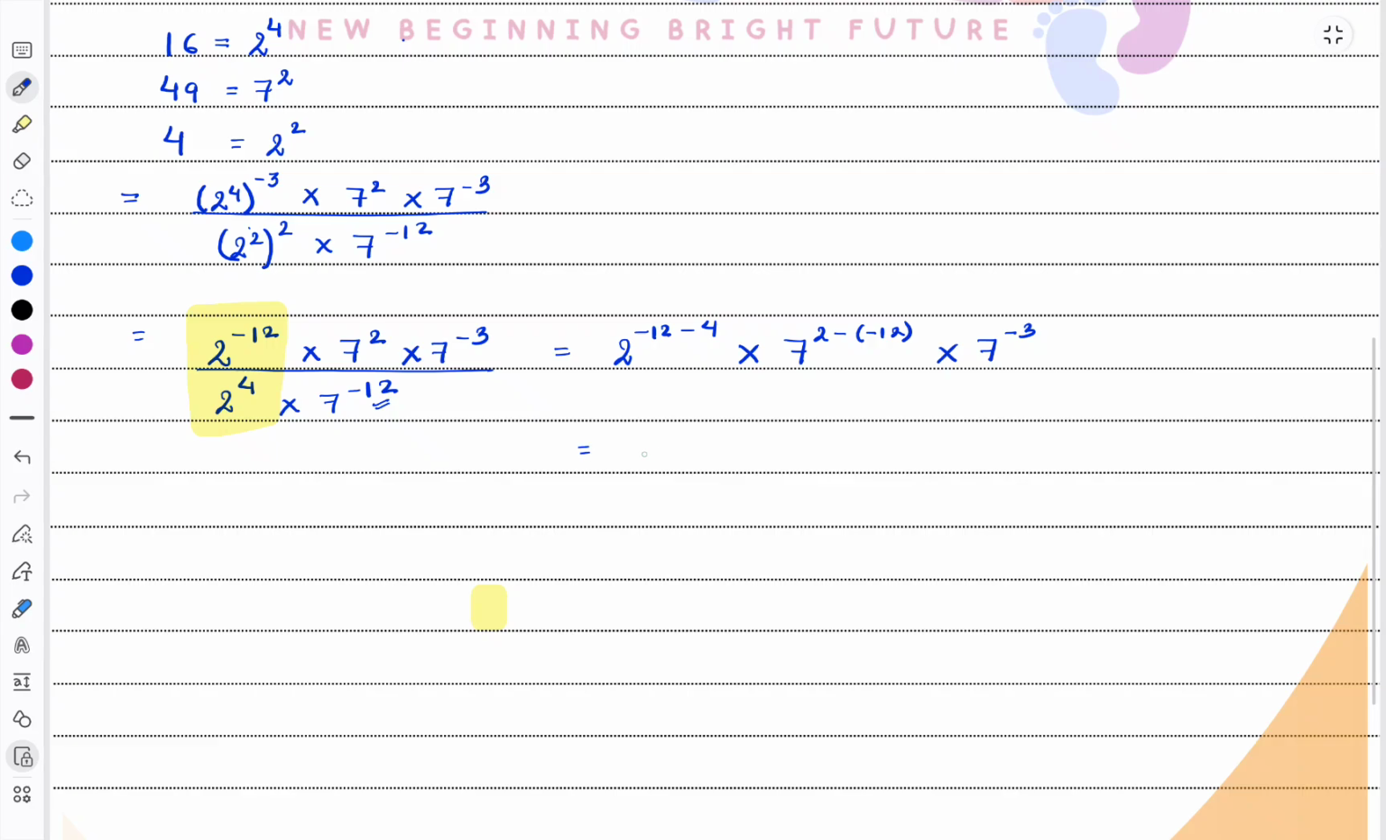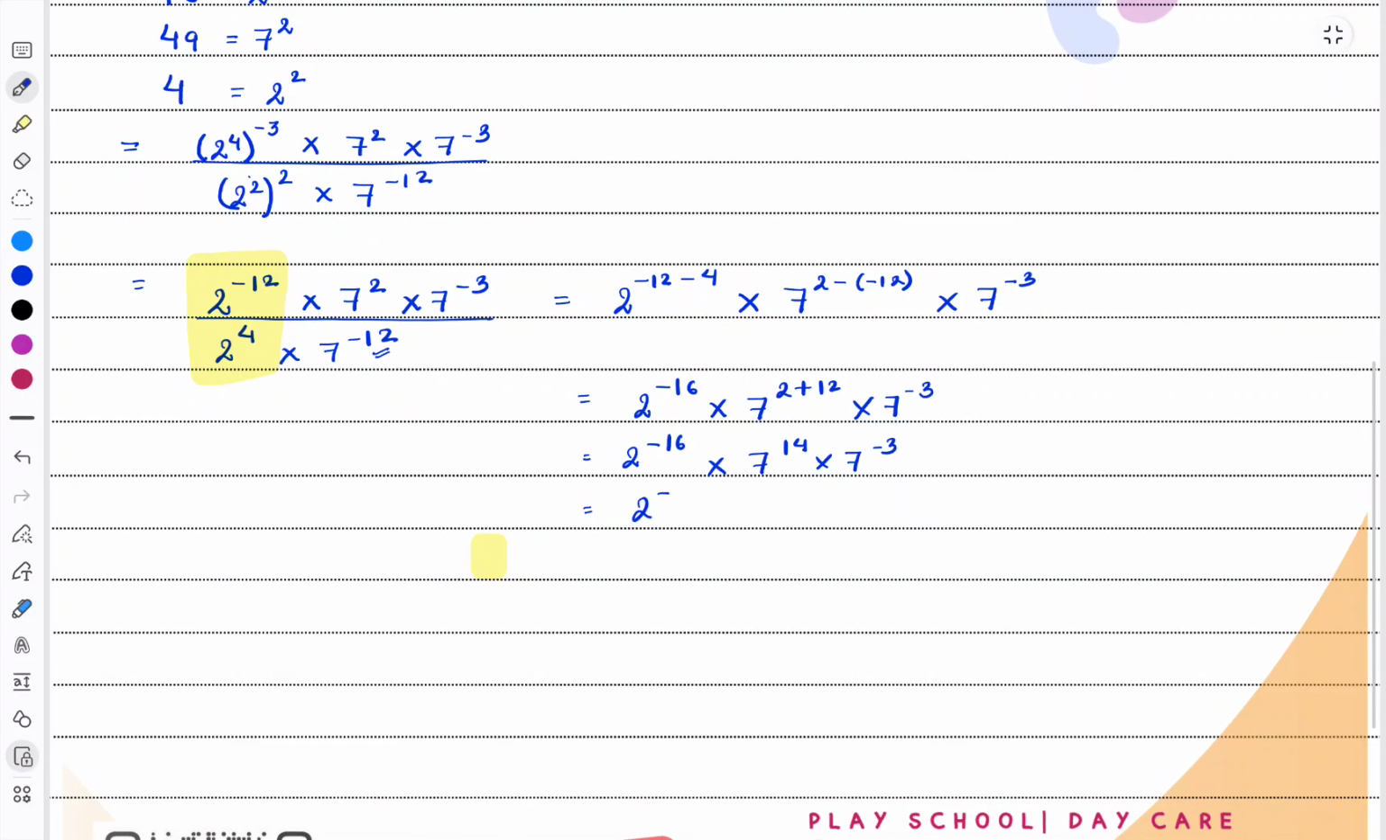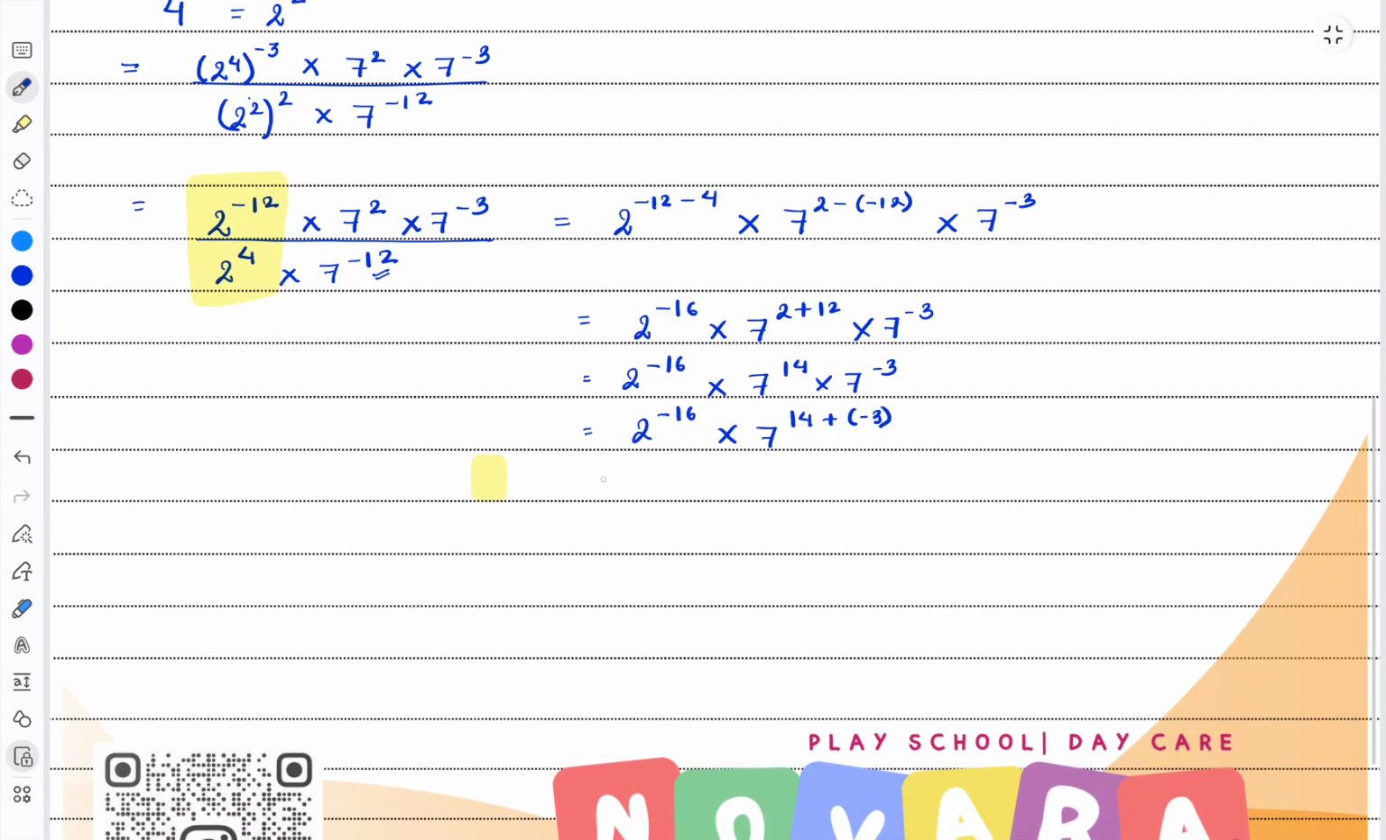So this will give us 2 to the power minus 16 into 7 to the power 2 plus 12 into 7 to the power minus 3. That is 2 to the power minus 16 into 7 to the power 14 into 7 to the power minus 3. Now using the product rule here, 2 to the power minus 16 into 7 to the power 14 plus, and since minus 3 is negative, we write this in the negative as well. 2 to the power minus 16 into 7 to the power 11.